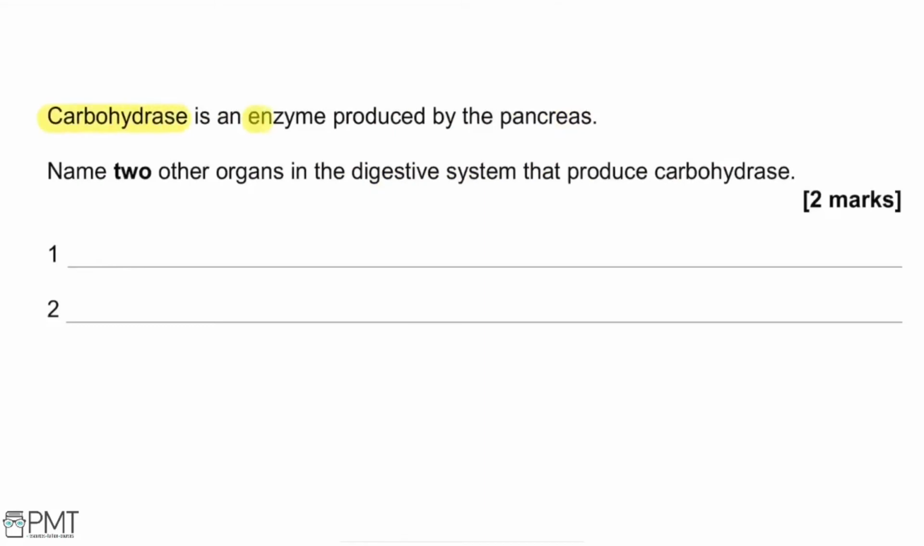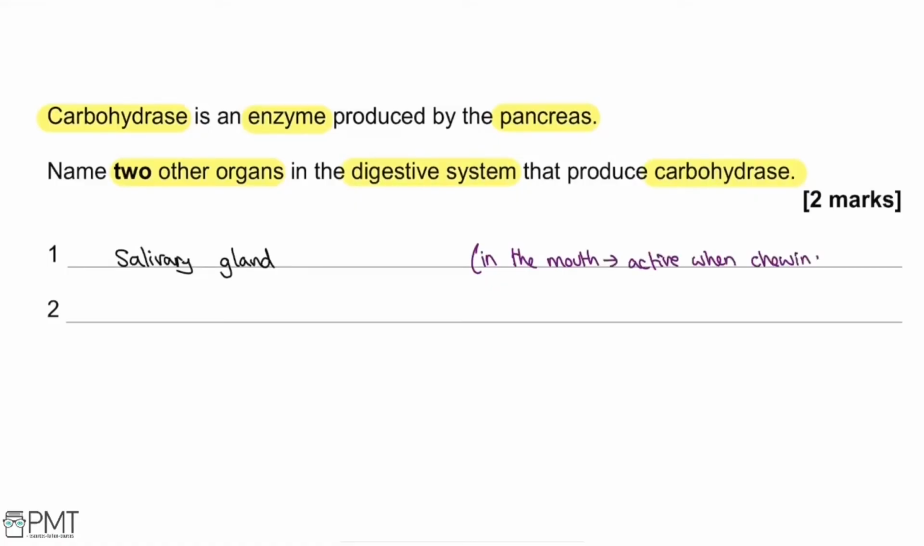Carbohydrase is an enzyme produced by the pancreas. Name 2 other organs in the digestive system that produce carbohydrase. So one of these organs is your salivary glands. So these are found in the mouth and they're particularly active when you're chewing. And the other organ that you can give is the small intestine.